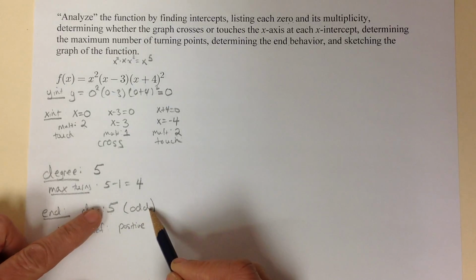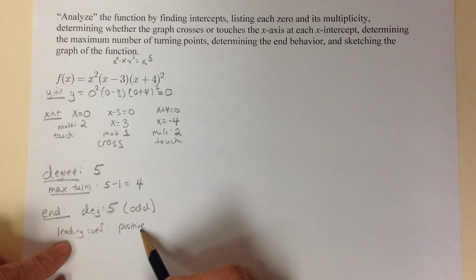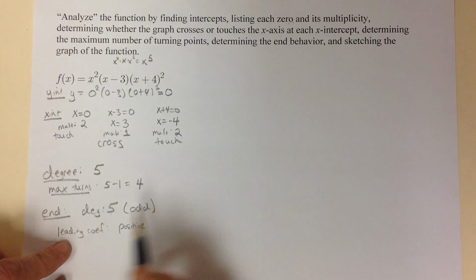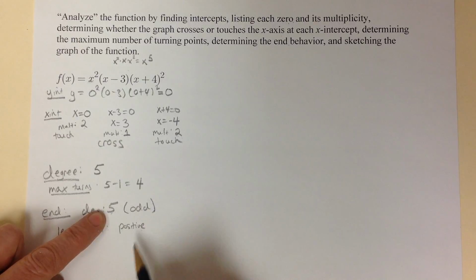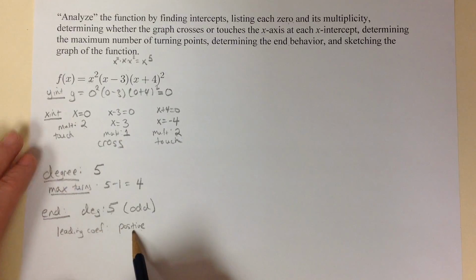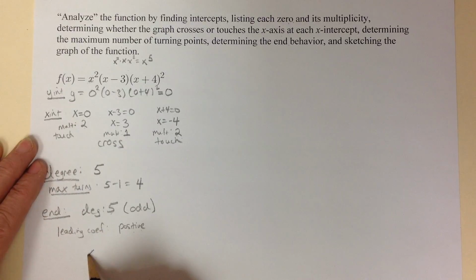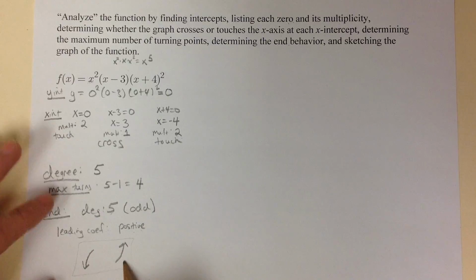So you look at whether the degree is even or odd, and also whether the leading coefficient is negative or positive. An odd degree, like this one, means that the ends are going to go in opposite directions. With a positive leading coefficient, the ends go down on the left to negative infinity, and on the right they go to positive infinity. So this is the picture that I would like to see for your end behavior.